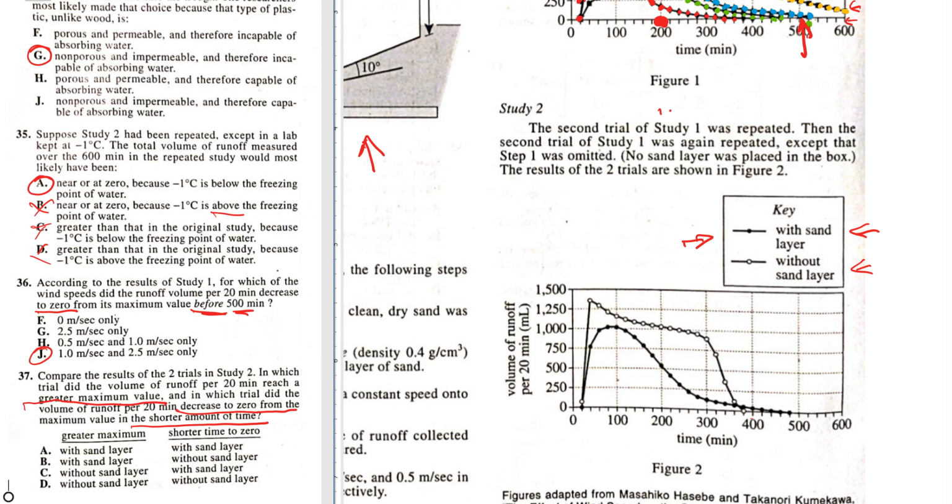Right, so reach a greater maximum value. Well, that's obviously here. It's the greatest maximum value, and that one corresponds to without sand, which means we can get rid of A and B. And now the second one is decreased to 0 in a short amount of time. Well, this one here you can see gets to 0 right here. This one with the sand goes to 500 before it gets to 0, so it would be without sand and without sand, and that would be answer choice D.